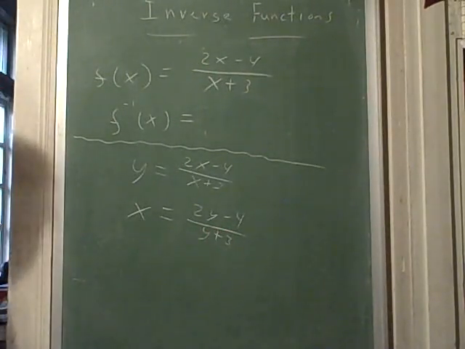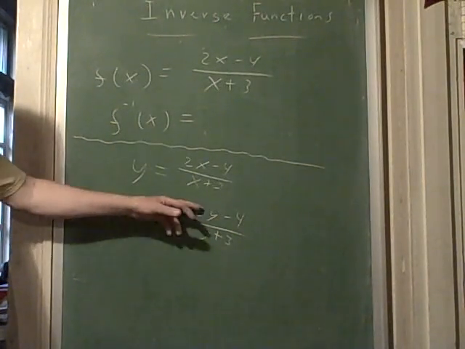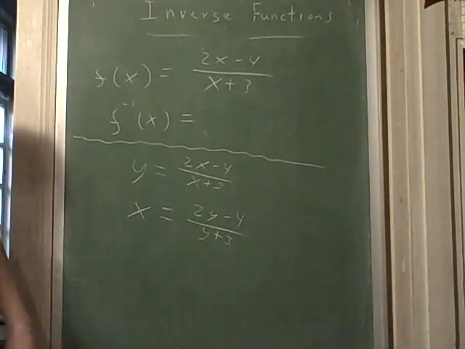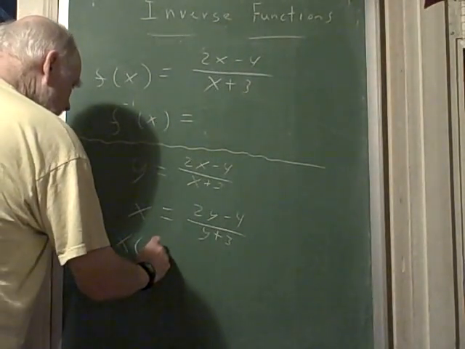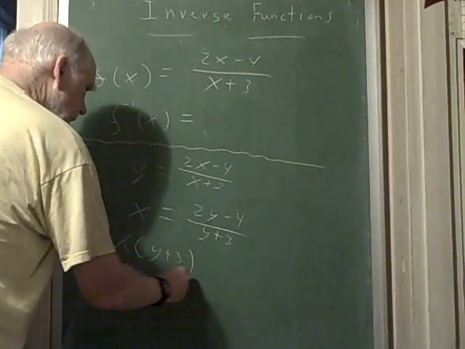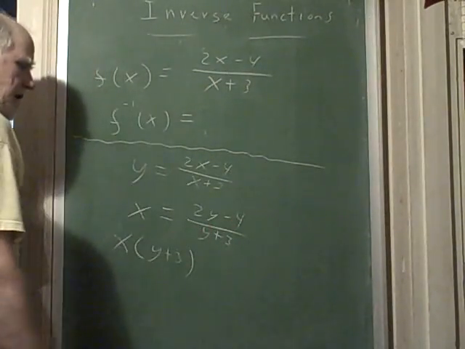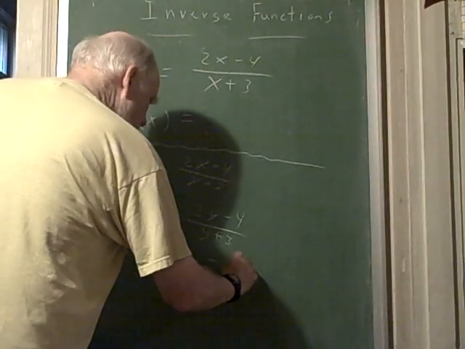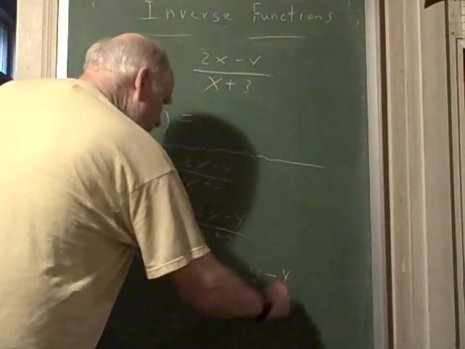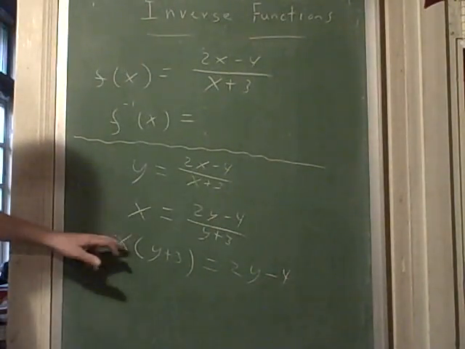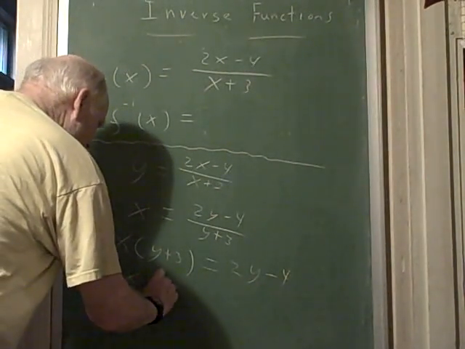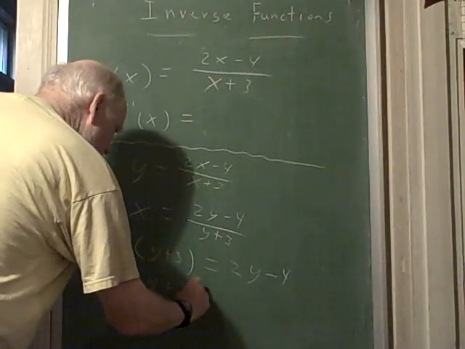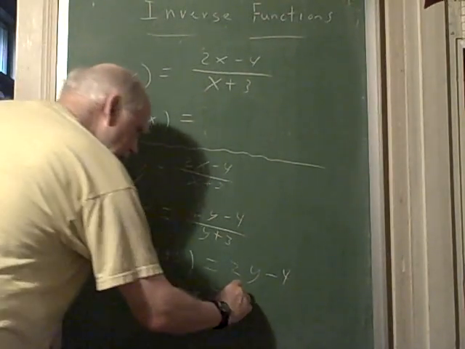Now I have to solve for y, and this is a little bit tricky, but it's a rational equation. This is x over 1, and this is over y plus 3. I multiply both sides by y plus 3, and I'll get x times y plus 3. When I multiply this side by y plus 3, I'll get 2y minus 4. Now the next step, of course, is to distribute. I'll get xy plus 3x equals 2y minus 4.